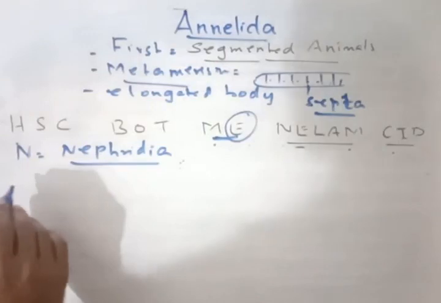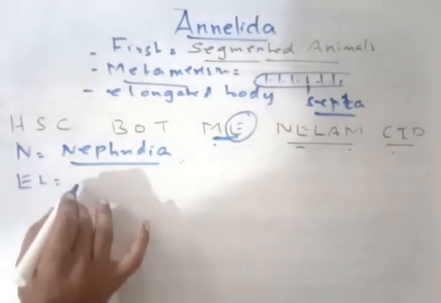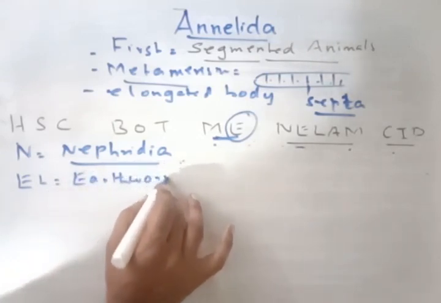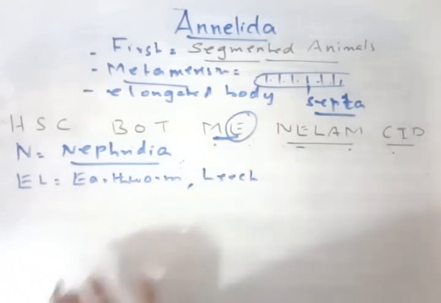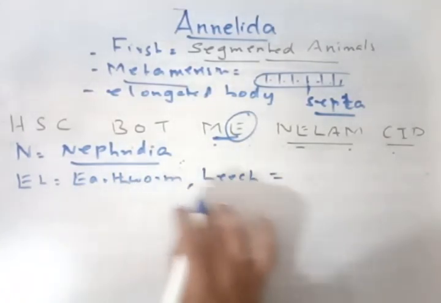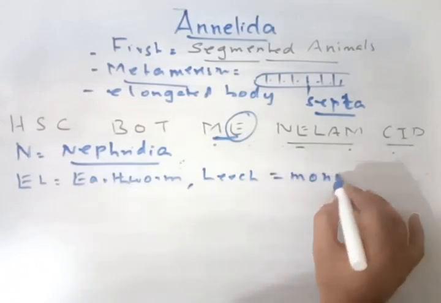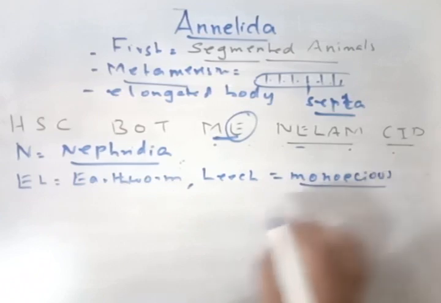Next letter is E. E and L, I'll just add together. Why? Because we have E for earthworm and L for leech. So earthworm and leech are called monoecious. That means sexes are not separated.